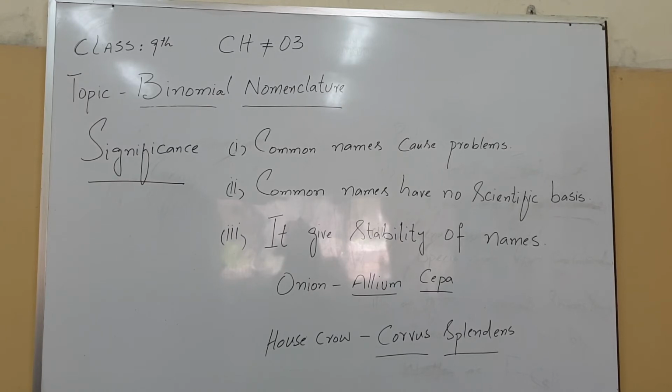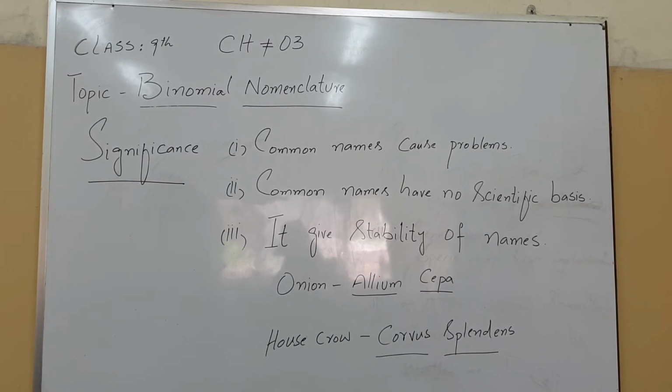So the problem was solved with this system. Another reason for introducing binomial nomenclature is that common names have no scientific basis. No scientific basis means that sometimes an organism can be considered a species of a special group according to the name, but that species will not be a member of that group.